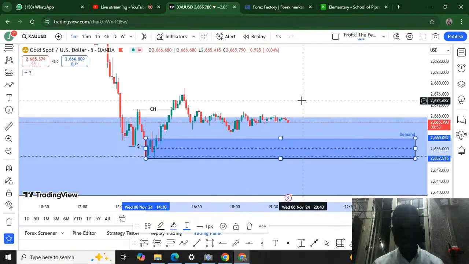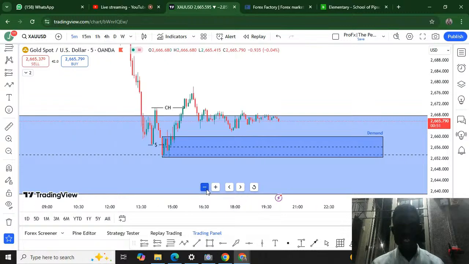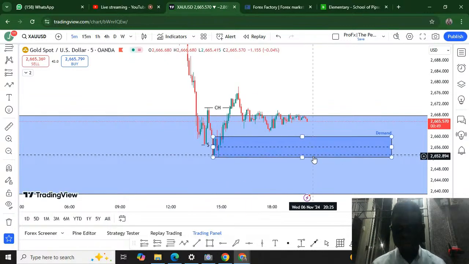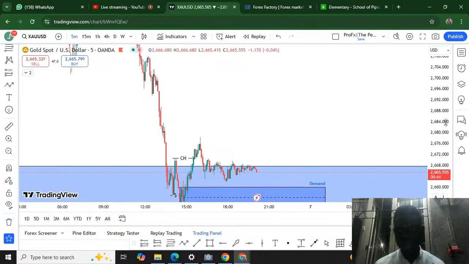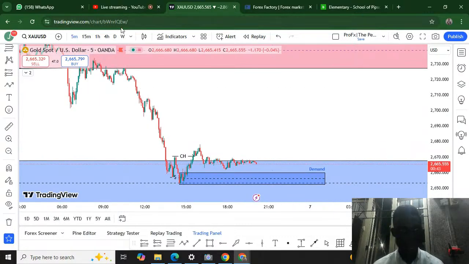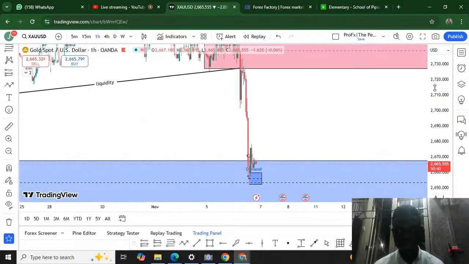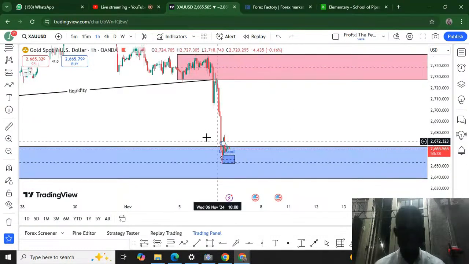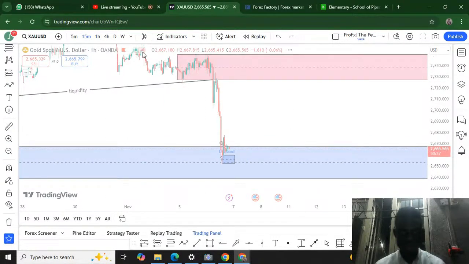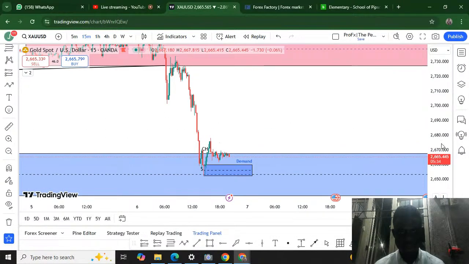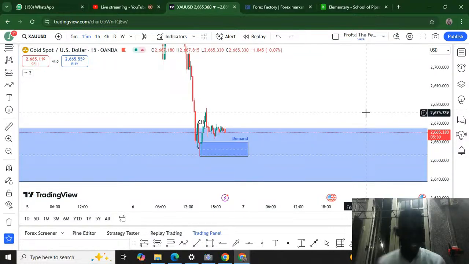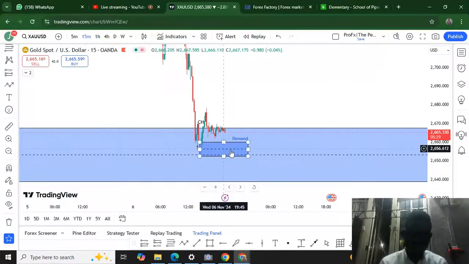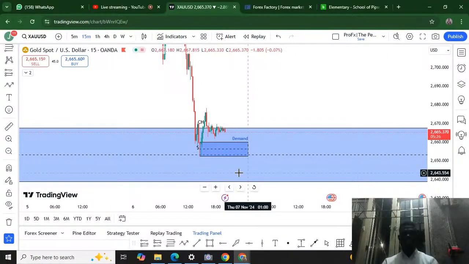So this is what we are expecting or waiting for. If gold wants to buy, then it should come and tap my demand zone and give me bullish confirmation. And I'm buying gold. I'm taking it to this supply. Is that clear? So I'm just going to wait to see how gold is going to react around this demand zone. Then I take it up.